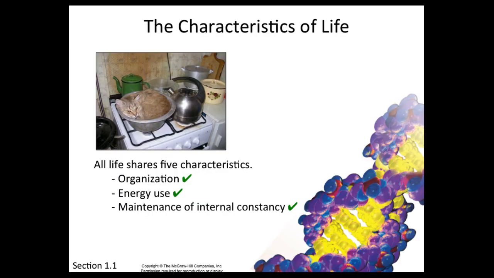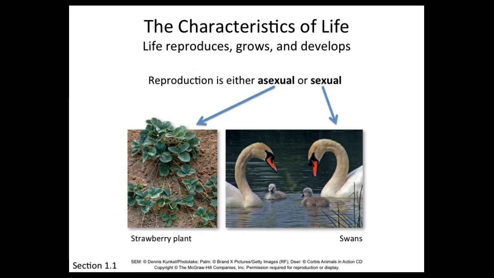All right, there's number 3. Number 4 in our list of the 5 characteristics of life is reproduction, growth, and development. Life reproduces, grows, and develops. And this reproduction can be defined as either asexual or sexual.